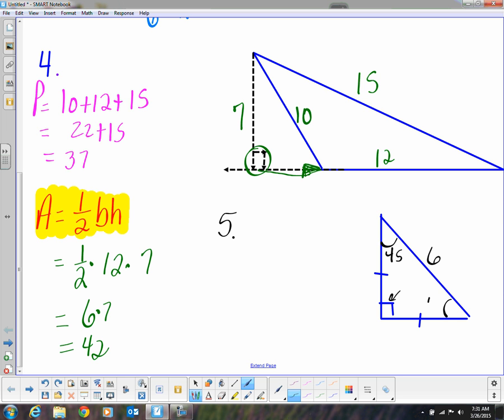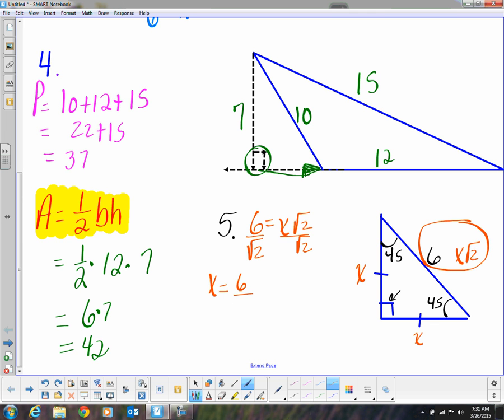Okay, so now what do we do? This is x, this is x, and this is x square root of 2, and this is your equation. You're going to say 6 equals x square root of 2. You're going to divide by square root of 2. So you're going to say x is equal to 6 over square root of 2. And what do we do?